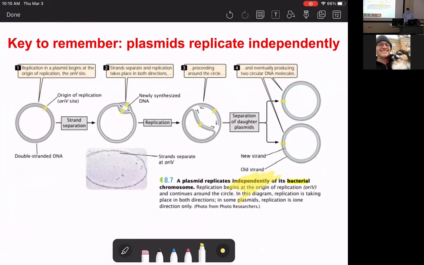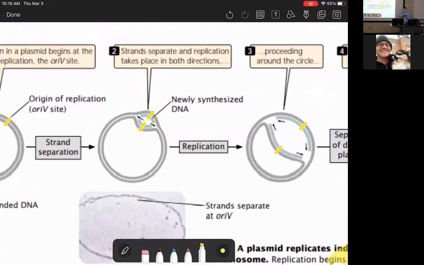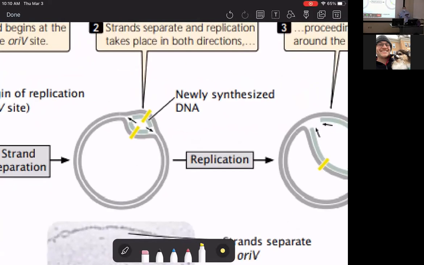And it's very important to note that it can do this without the bacteria replicating too. So a single cell of bacteria may start with one plasmid and it may end up with 16 in 4 hours. They do not depend strictly on the bacteria host really growing. And all these rules are just the same that we've learned with replication: 5 to 3 prime, nucleotides, polymerase, whole thing.